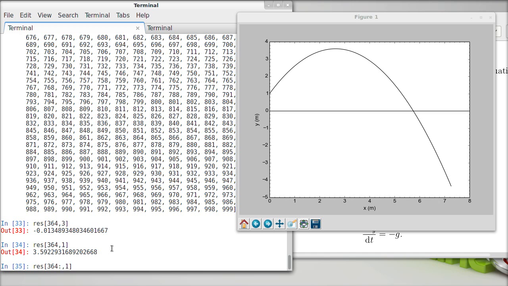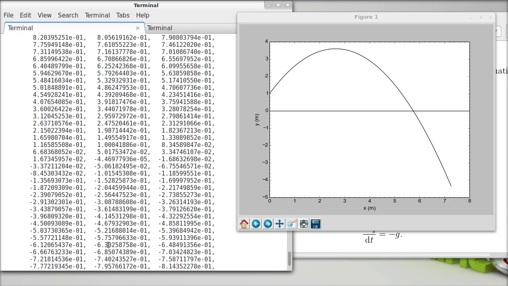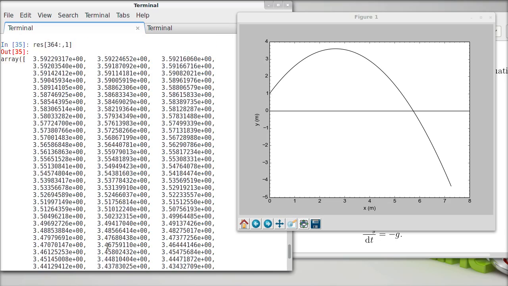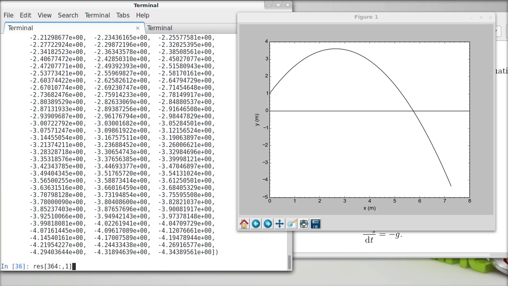Well, we know how to do that with array slicing. This means start at 364 and go to the end. Great. Lots of values, and again, they have the unfortunate behavior that they're decreasing. So what we want to do is reverse the order of this array. Well, we know how to do that. We can step backwards in the array.